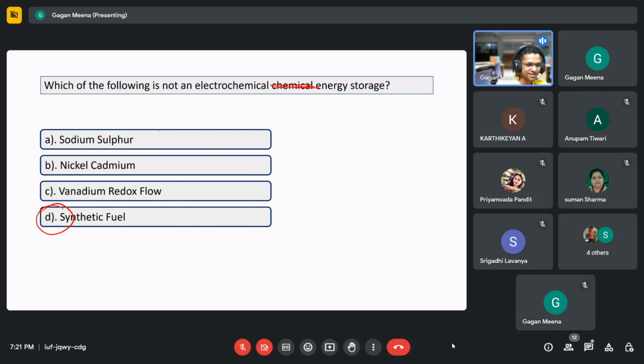Because these three are batteries, or they work on electrochemical reactions. Vanadium redox flow batteries work on redox reactions, and they also work on electrochemical reactions. Synthetic fuel has a different mechanism, similar to hydrogen fuel.